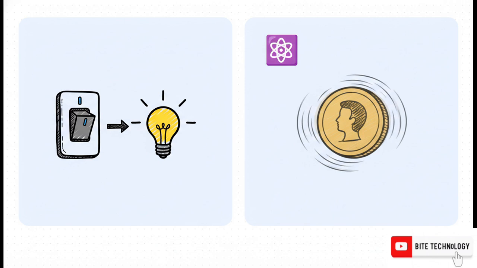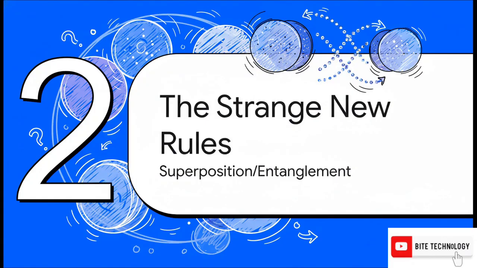A regular bit is a light switch. It's on or it's off. A qubit is like a spinning coin. It's kind of heads and tails at the same time, right up until the moment it lands. So this whole idea of being in multiple states at once means qubits are playing a totally different game. They don't follow the rules we're used to. Nope, they operate in the weird and wonderful world of quantum mechanics.